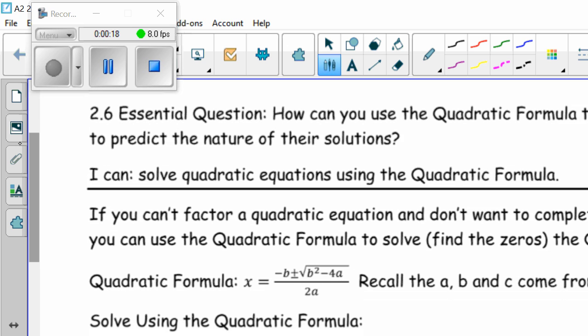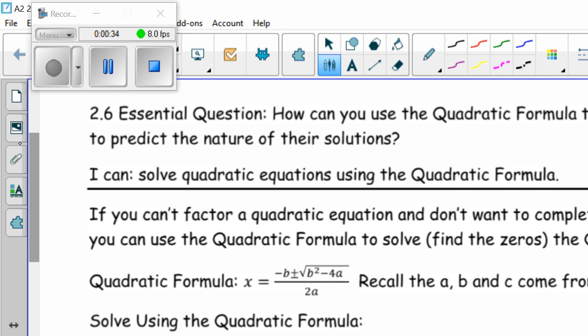So remember that if you cannot factor a quadratic equation and you don't want to complete the square to make it factor, you can always use the quadratic formula to solve the quadratic equation. And remember, when we say to solve the quadratic formula, we are talking about finding the zeros.